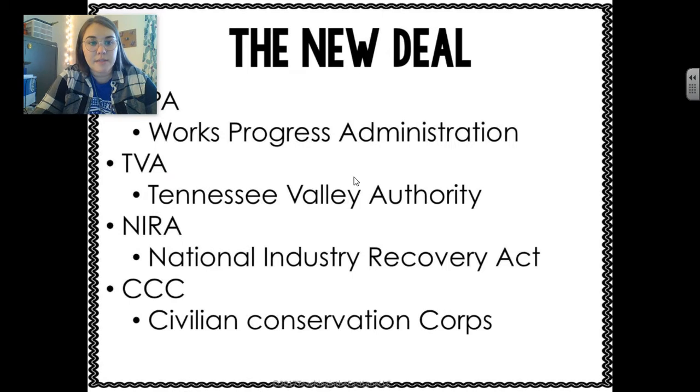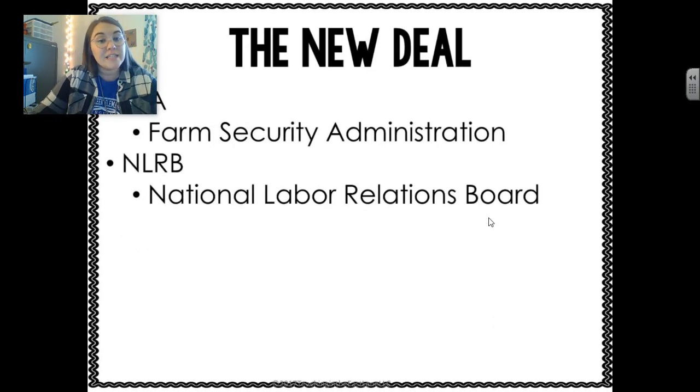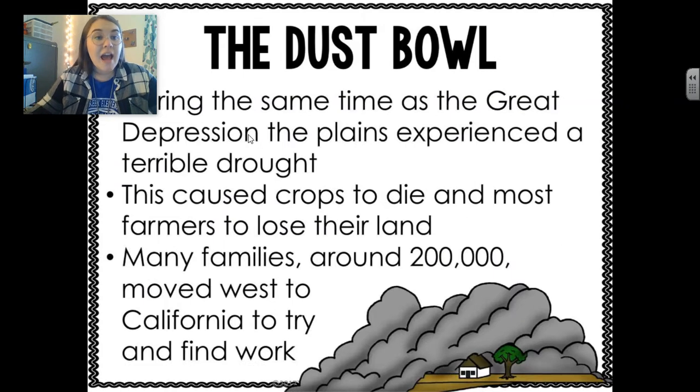Whoa, let's go back. I missed some. We got the WPA, which is Works Progress Administration, the TVA, Tennessee Valley Authority, NIRA, which is the National Industry Recovery Act, the CCC, Civilian Conservation Corps, the FSA, Farm Security Administration, and the NLRB, which is National Labor Relations Board.